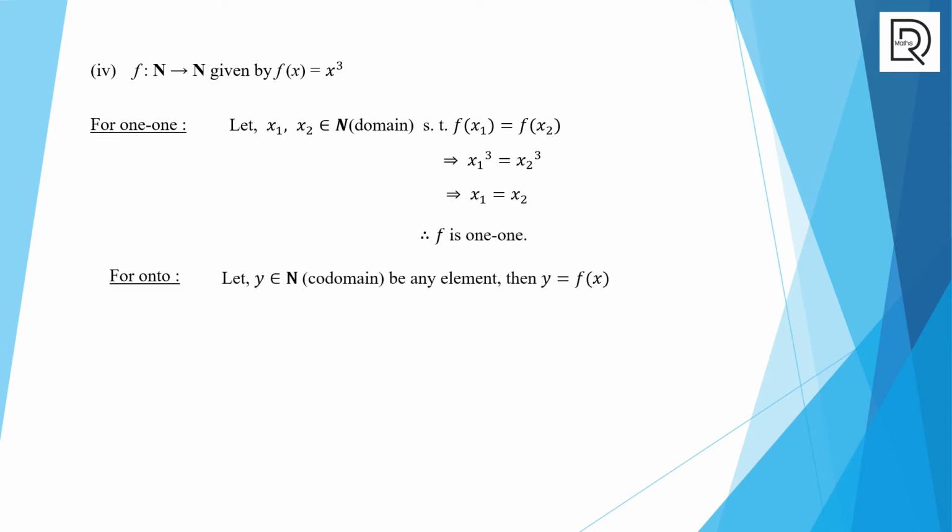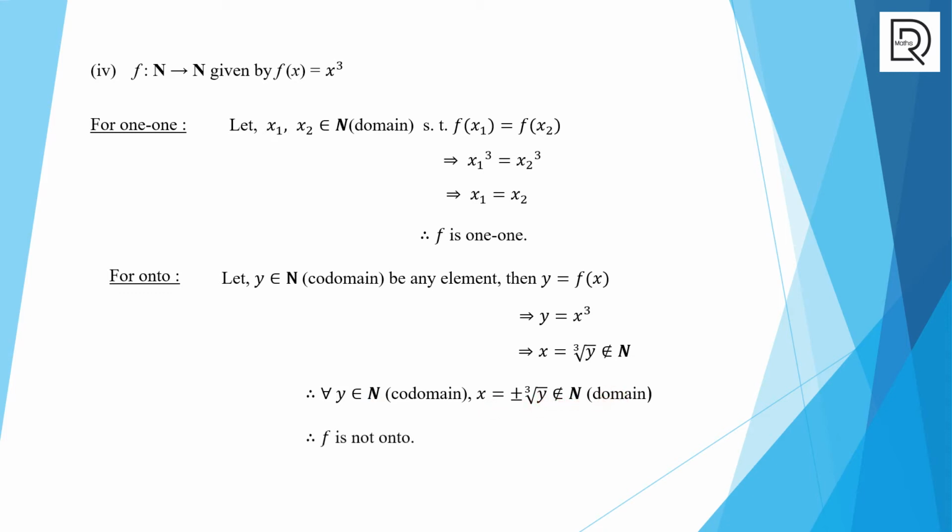Again, for onto, let y belong to N codomain be any element. Then we can write y equals f of x. So this implies y equals x cube. Now we express this equation in terms of x. So this implies x equals cube root of y. This does not belong to N, because if you take the value of y as 2, then cube root of 2 clearly does not belong to N. So for all y belonging to N codomain, x equals cube root of y does not belong to N, which is the domain. Therefore, f is not onto.